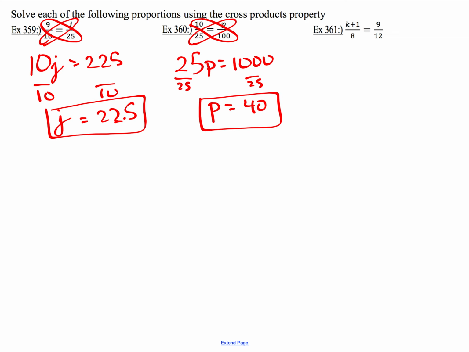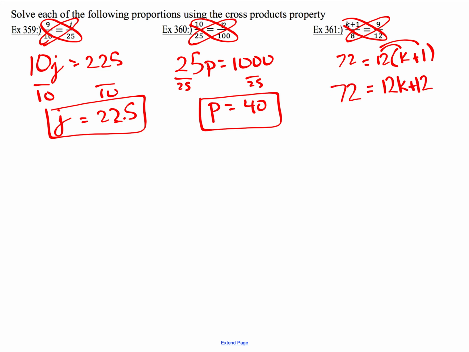Next example. We do the cross products. 8 times 9 is 72. K plus 1 times 12. We need to distribute the 12. This is 12K plus 12, and that all equals 72. We're going to subtract the 12. 12K equals 60. Divide by the 12, and K equals 5.